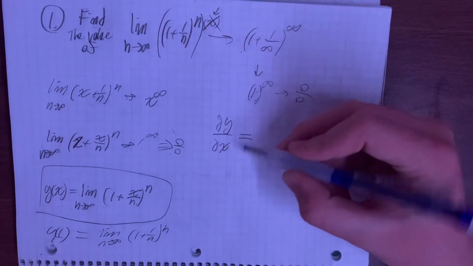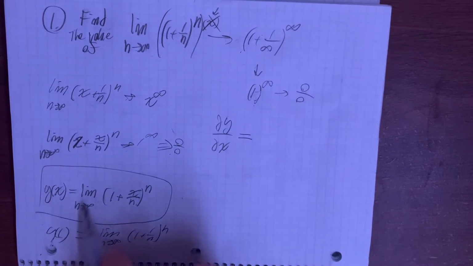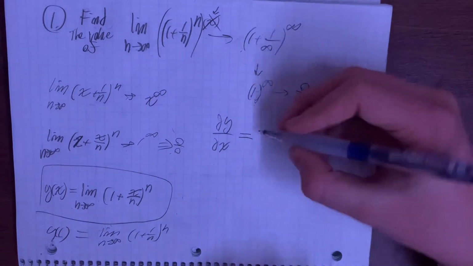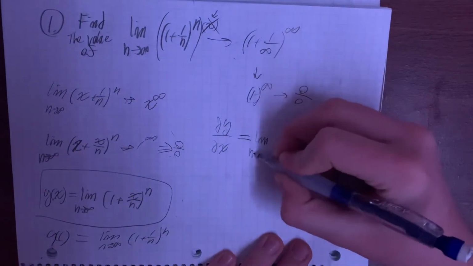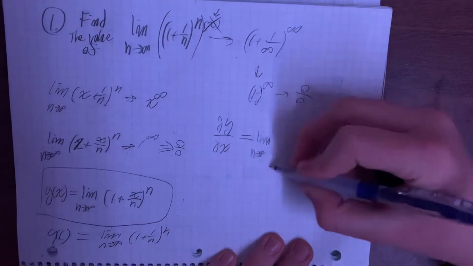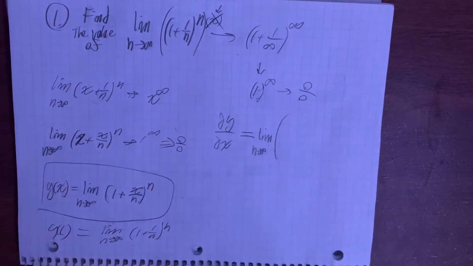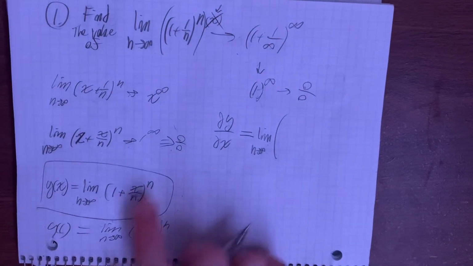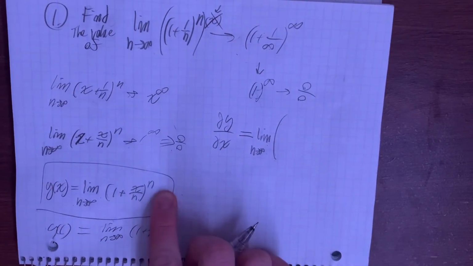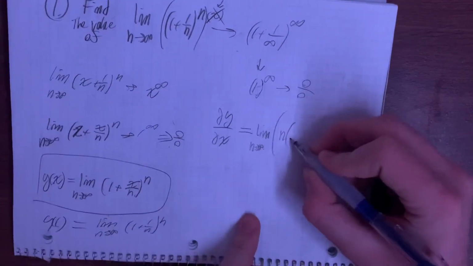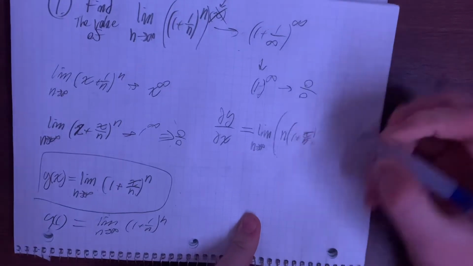And of course, this is just going to be the limit of the derivative. The derivative of the limit is the limit of the derivative. So we can just keep the limit out here as n goes to infinity. And let's just look at this. Of course, with the chain rule, we deal with the outer function first: the derivative of some number to the power of n is just n times that number, which is (1 plus x over n), to the n minus 1.